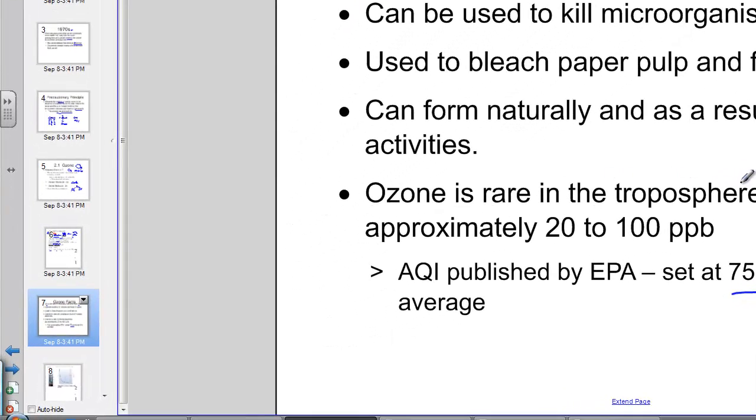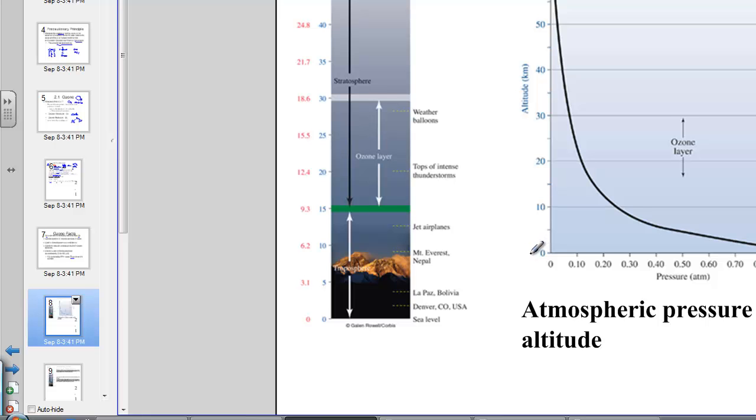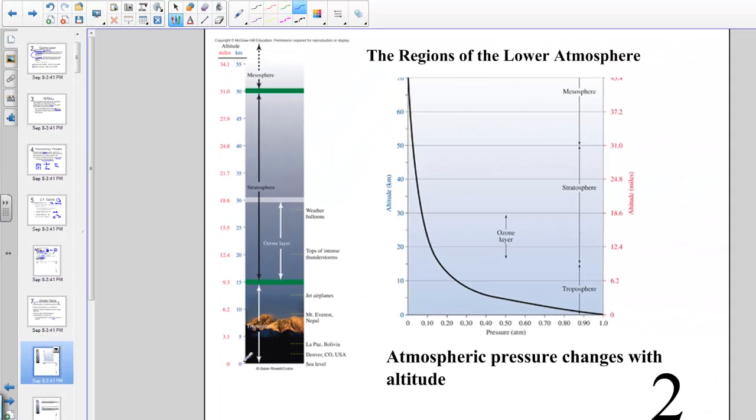So rare in the troposphere, but common in the stratosphere. Let's kind of dive into that. We'll just get a handle on where the layers of the atmosphere are located.